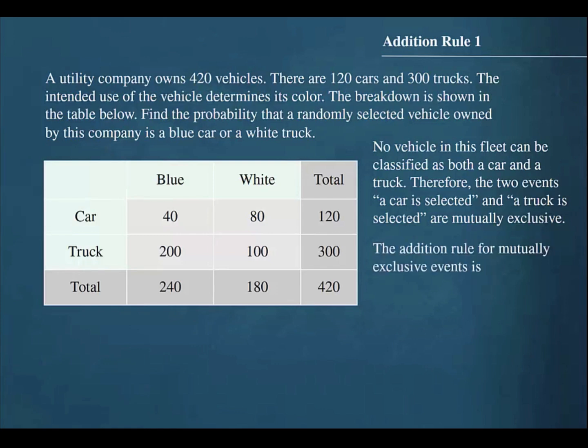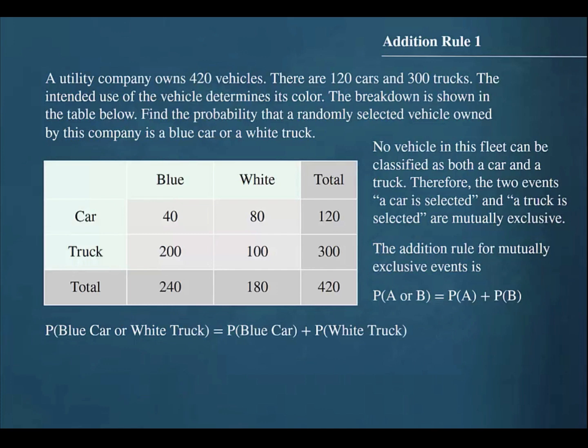The addition rule for mutually exclusive events is the probability that event A or event B would occur is equal to the probability that event A would occur plus the probability that event B would occur. So in probability notation, we would express this as the probability that a blue car or a white truck would be selected, since these events are mutually exclusive, would be equal to the probability that a blue car will be selected plus the probability that a white truck would be selected.